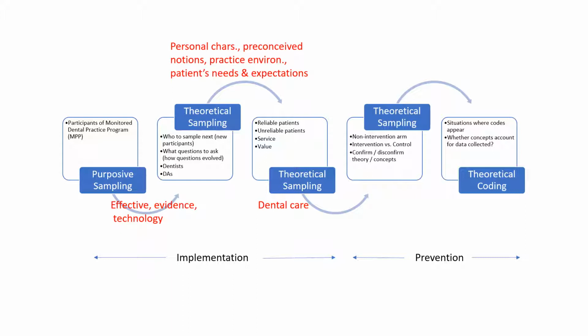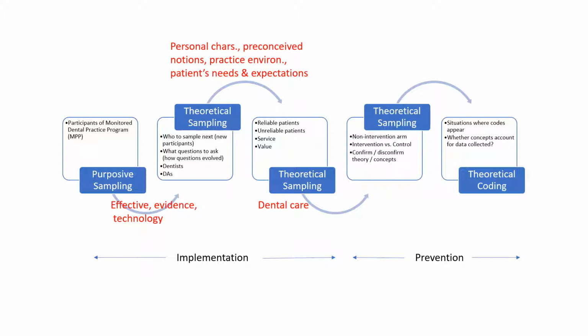In this stage, they try to identify situations where the codes occur, and they try to find out whether the concepts account for the data they collected. So as you can see from that article, if you read that article carefully, the first 3 stages involve the implementation phase. Through all these themes, they identify by interviewing different entities, different stakeholders.